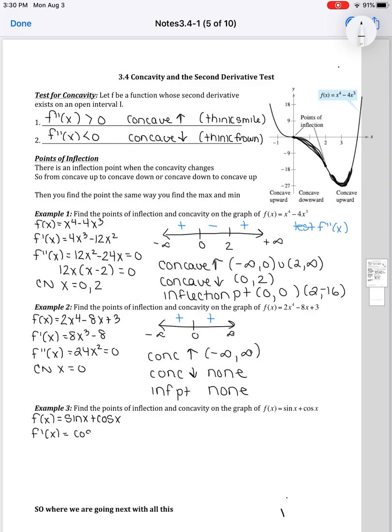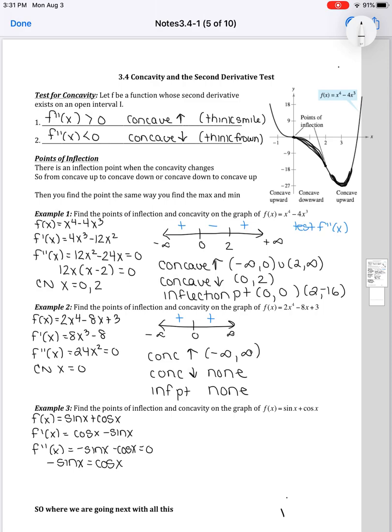All right, so as always, throw in that trig one in there. So we have sine x plus cosine x. First derivative gets me cosine x minus sine x. Second derivative gets me negative sine x minus cosine x, which I'm going to set equal to 0, and I'm going to bring just one to the other side.